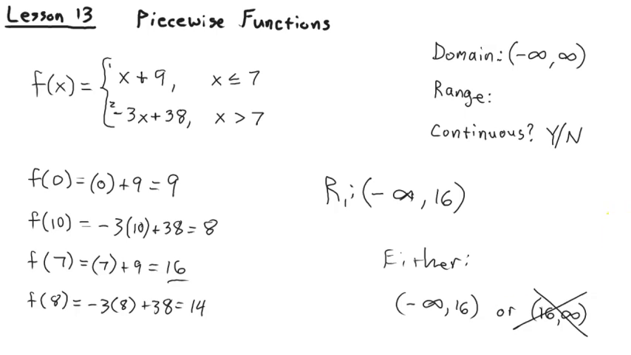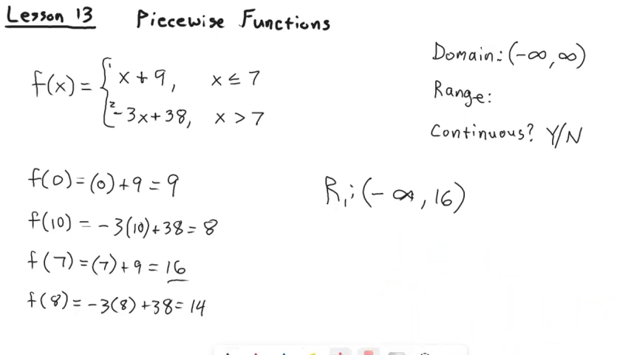Now let's identify the range of the second piece. We're going to do the exact same thing. We're going to find out what the edge is first. Range 2 is going to be, well, let's plug the 7 in. If we were to plug 7 in here, we would get negative 3 times 7 plus 38. And negative 3 times 7 is negative 21 plus 38, and that's equal to 17.